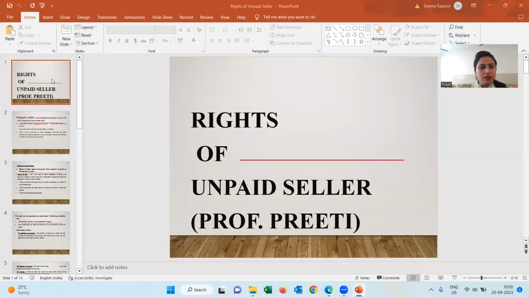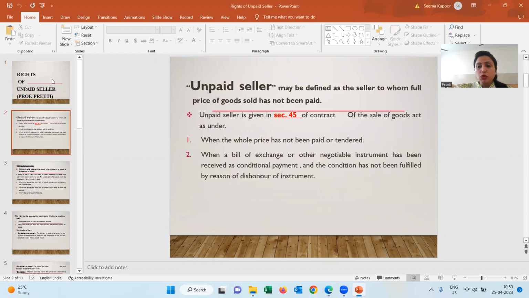Good morning, everyone. Today we are going to discuss the rights of an unpaid seller. First of all, we need to understand who an unpaid seller is. As per Section 45 of the Sale of Goods Act 1930, the unpaid seller is the person whose whole price has not been paid or tendered.